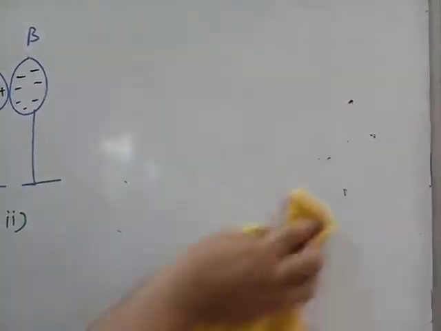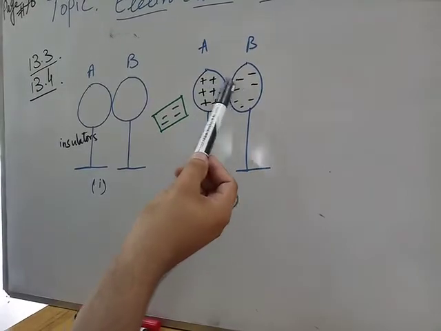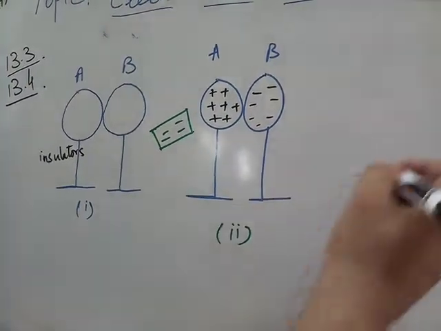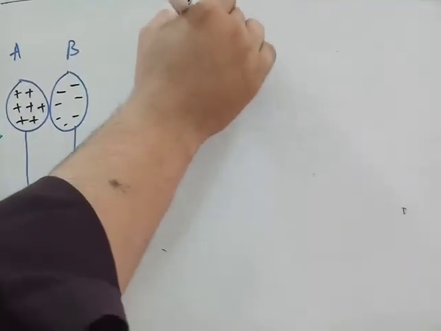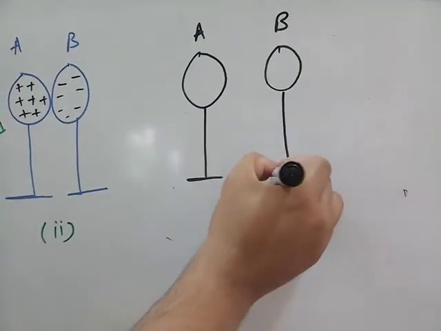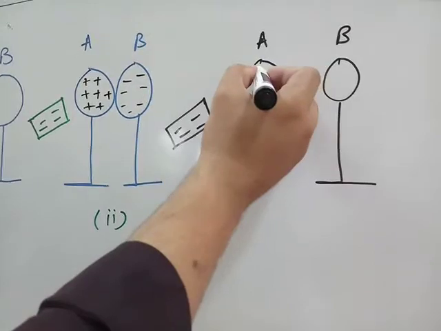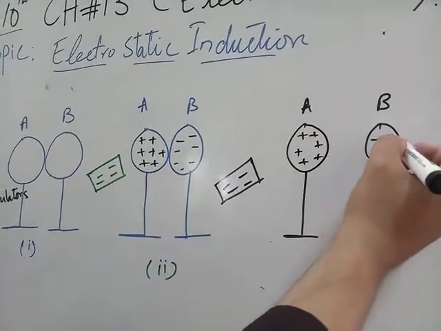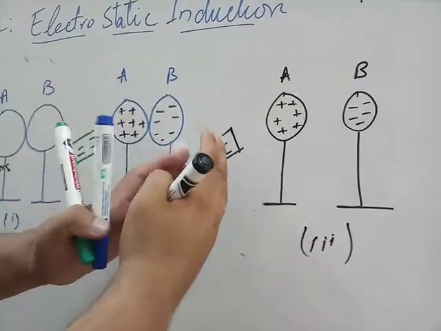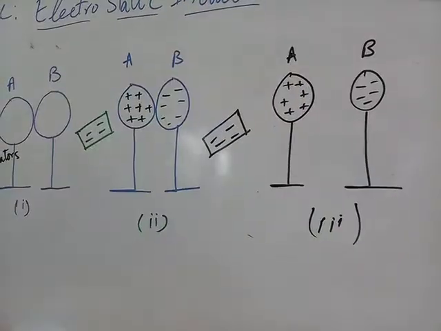In the first diagram, both spheres are neutral, and in the second diagram, one sphere is positively charged and the other sphere is negatively charged. It means this is in the presence of an electrically charged body. Let's consider the third diagram. In the third diagram, we separate spheres A and B in the presence of the charged rod, which is negatively charged. Let's make some distance. It means sphere A holds a positive charge and sphere B holds a negative charge.